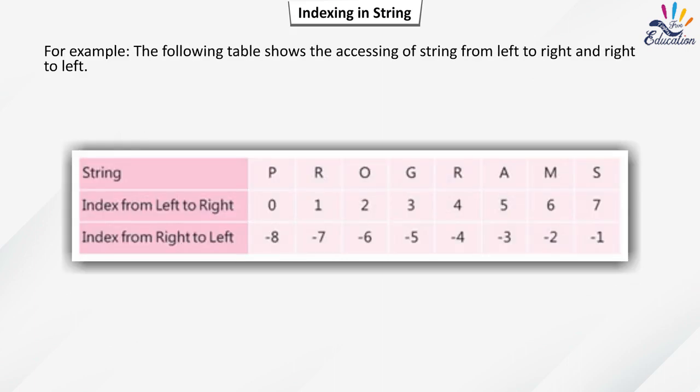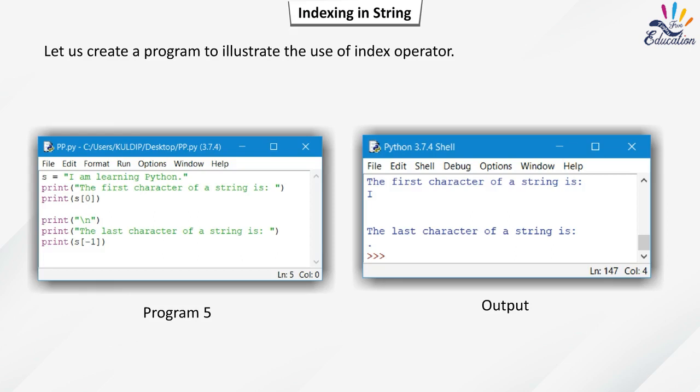For example, the following table shows the accessing of string from left to right and right to left. String: PROGRAMS. Index from left to right: 0, 1, 2, 3, 4, 5, 6, 7. Index from right to left: -8, -7, -6, -5, -4, -3, -2, -1. Let us create a program to illustrate the use of the index operator.